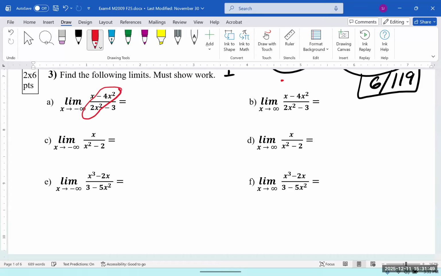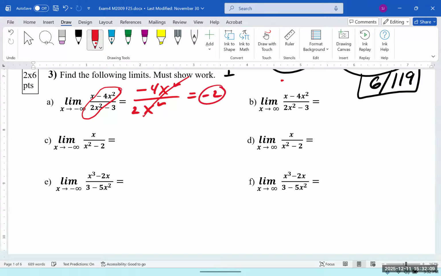So for example here, you look at the highest degree on the top and the highest degree on the bottom. Salahuddin, no substitution. You just observe the degrees. We have negative 4x squared and 2x squared. The x squared cancel out. So what's the answer?